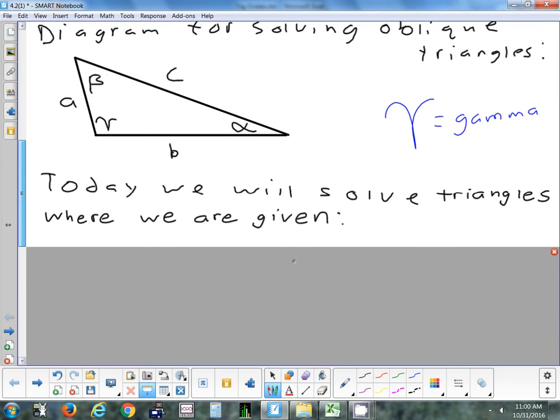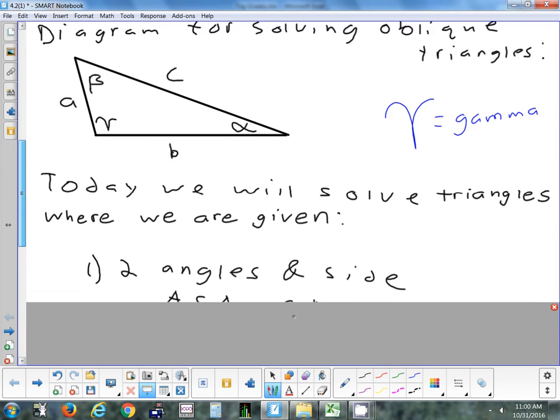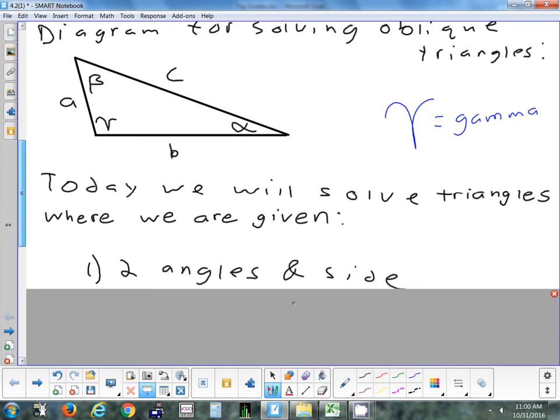Anybody remember how many pieces of information you have to solve a triangle? Yeah, you always have to have 3. Last week I only had to give you 2 because you always had a 90. The 90 counted as 1 piece of information, and I gave you 2 other things. It's going to be the same idea this week. I'm always going to give you 3 pieces of information out of the 6.